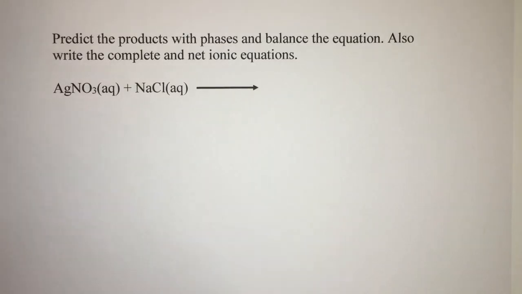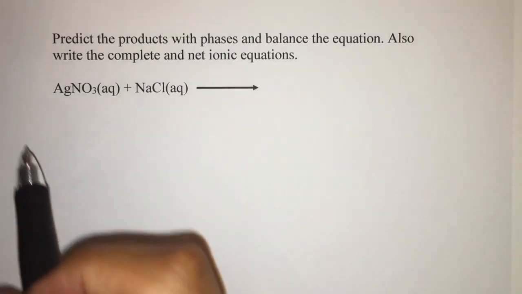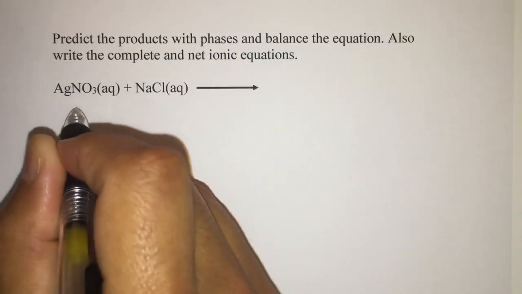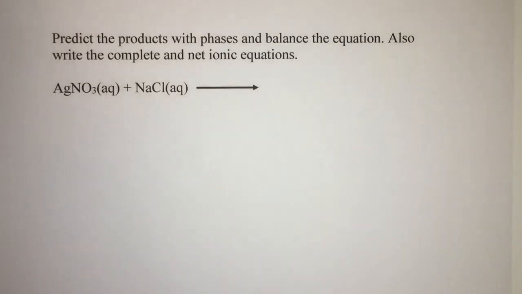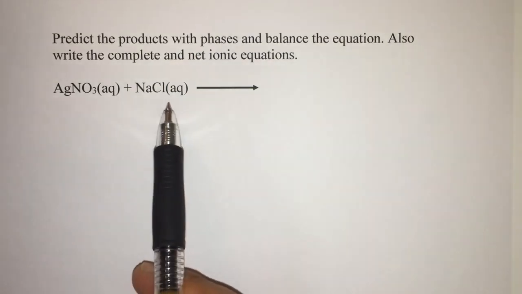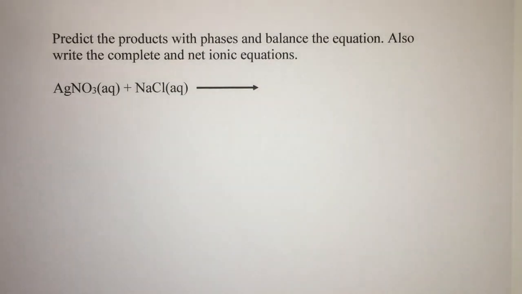So what we have here are the reactants. Silver nitrate, AQ, stands for aqueous. That means that silver nitrate is in solution. And this solution will react with another solution of sodium chloride. Notice sodium chloride has the same phase, AQ, for aqueous. So what we want to do first is predict those products.